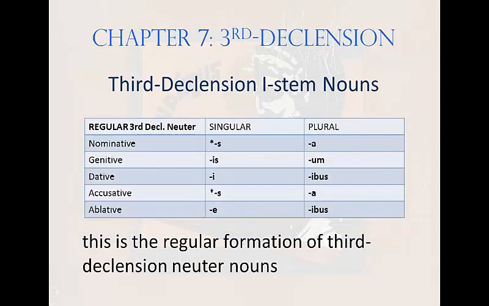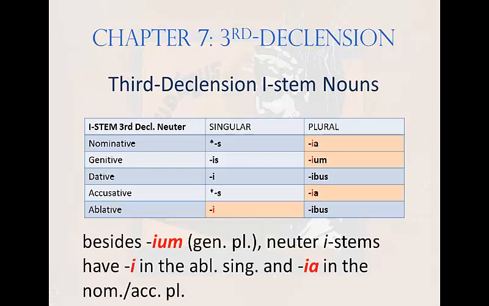Here is a chart reminding you about the regular formation of neuter third declension nouns. And here are the changes that are effected when a third declension neuter noun is I stem. You can see that not only is the genitive plural changed to IUM, but there is an I replacing the E in the ablative singular, and the nominative and accusative plurals are IA.